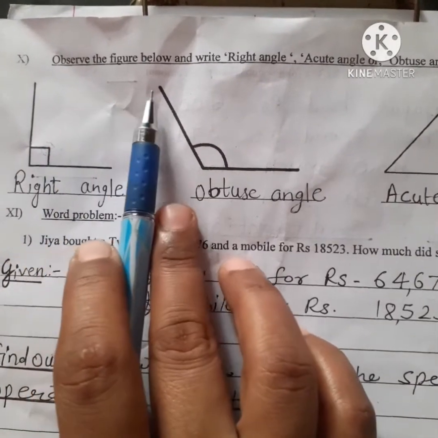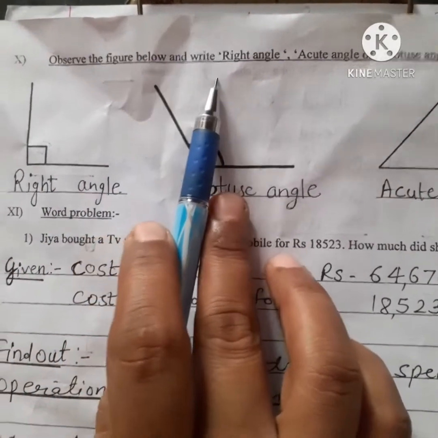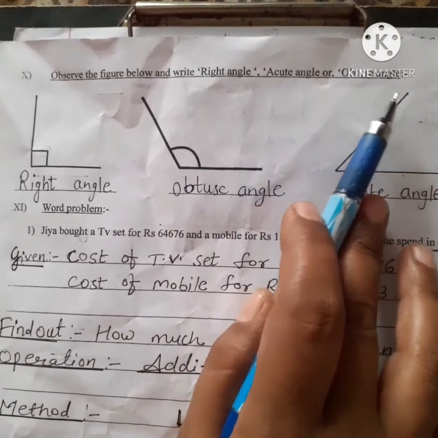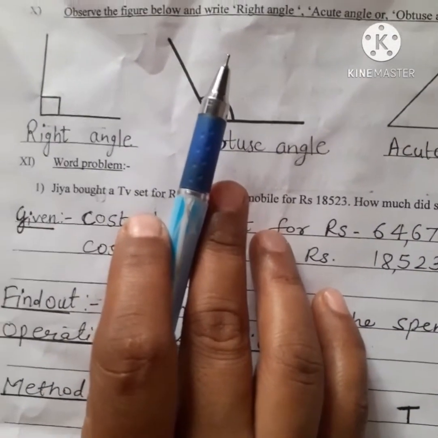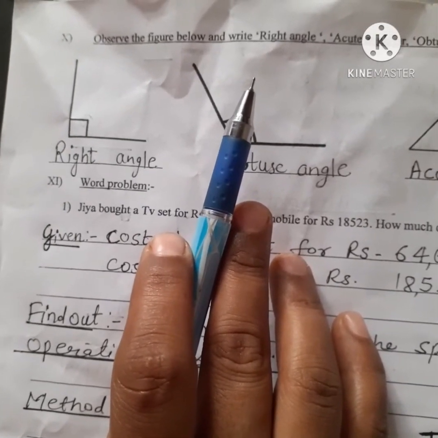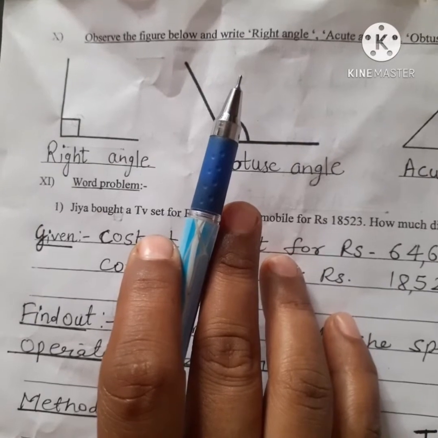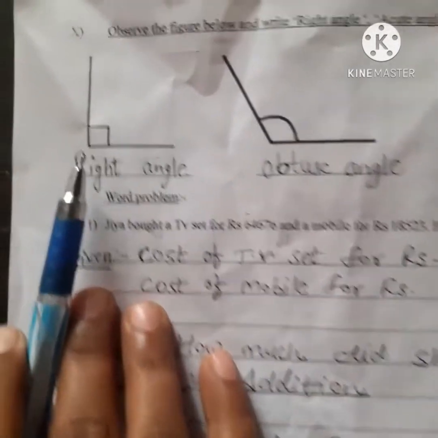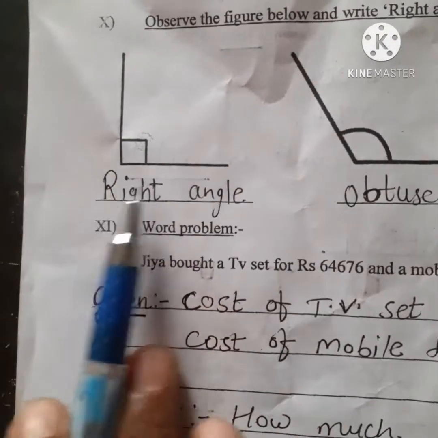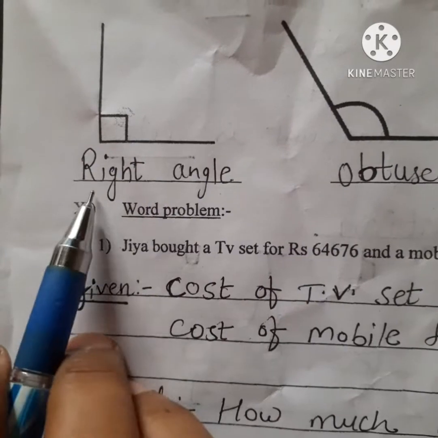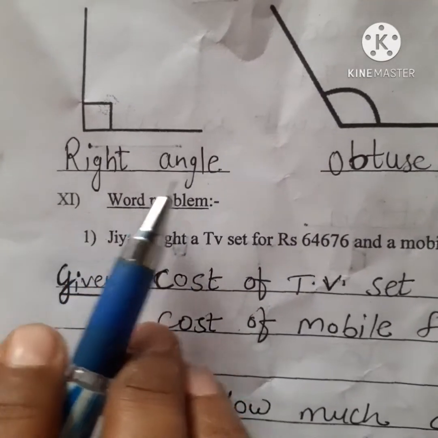First question is: observe the figure below and write right angle, acute angle or obtuse angle. See, you have to observe the figure first and then you have to write the answer, whether this is a right angle or acute angle or obtuse angle. Okay, so see the first question. This is, you can see, 90-degree straight line. So this is called a right angle. So write the first answer is right angle.